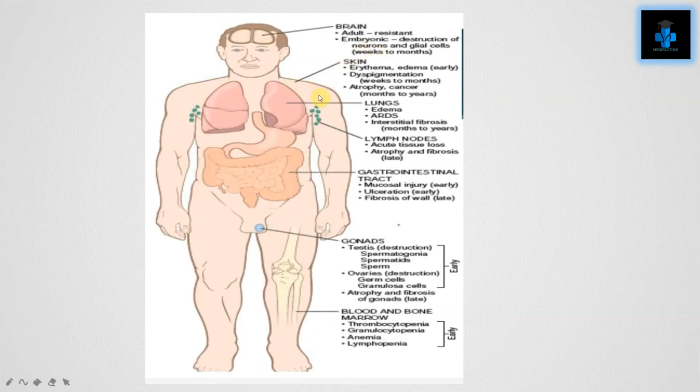Skin may show erythema, edema, dyspigmentation, atrophy, cancer, etc. Lungs also show edema, ARDS, which is acute respiratory distress syndrome, and interstitial fibrosis. Also, in lymph nodes, it may result in acute tissue loss, atrophy, and fibrosis. The gastrointestinal tract may show mucosal injury, ulceration, and fibrosis of walls. Then gonads, blood, and bone marrow will be affected.